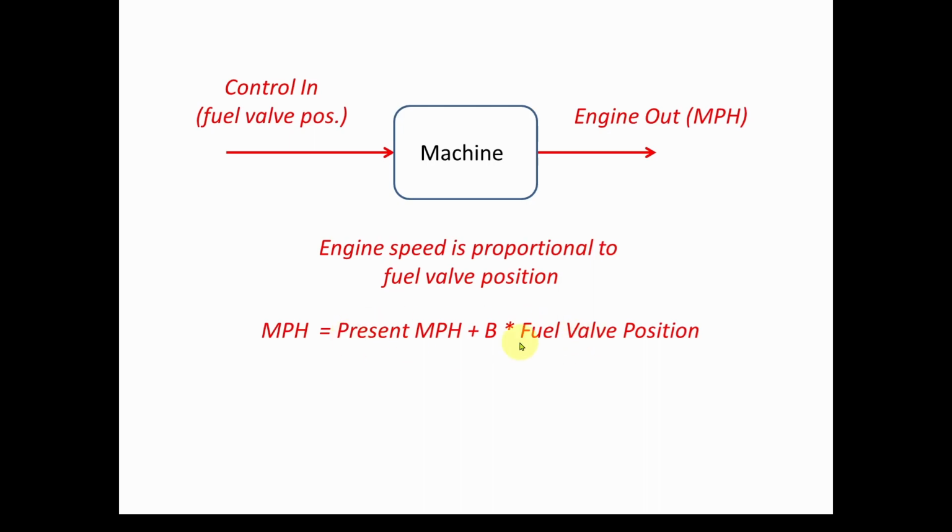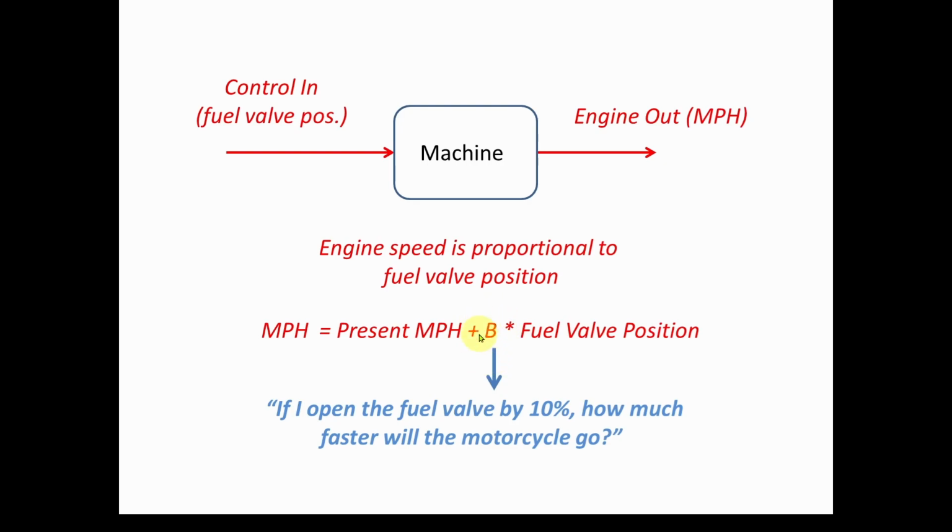So here we can predict the future, and this is really, really important in understanding how we're going to simulate this to predict what the future speed is going to be. This B factor, what is it? Well, it's basically saying if I open the fuel valve by, say, 10% more than it is now, how much faster will the motorcycle go? So it's giving us a number. We don't know it off the top.